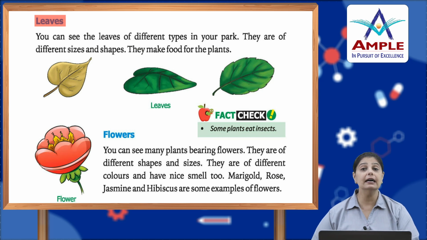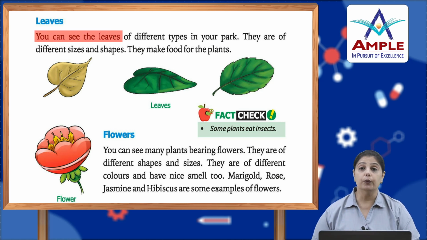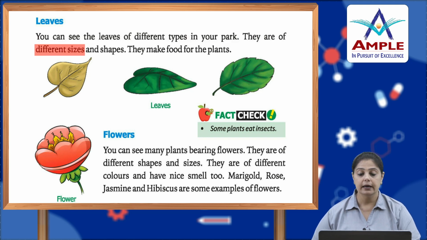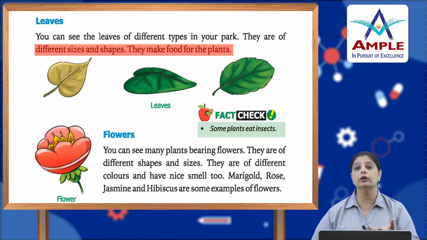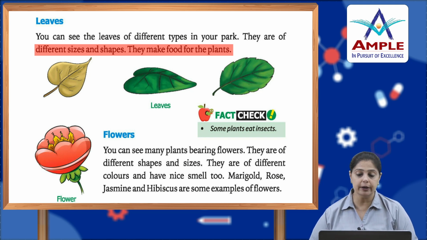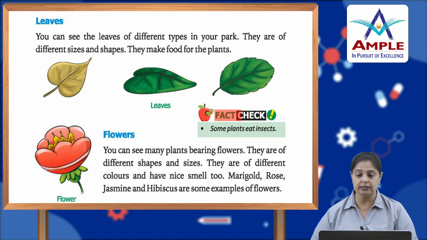The next is the leaves. Now you can see leaves of different types in your park. They are of different sizes and shapes. What is the main purpose of the leaf? The leaves make food for the plants. Just like we eat food, plants also need food. How is this food provided? This food is made in the leaves itself, through the process of photosynthesis, that we'll see in our next classes later on.